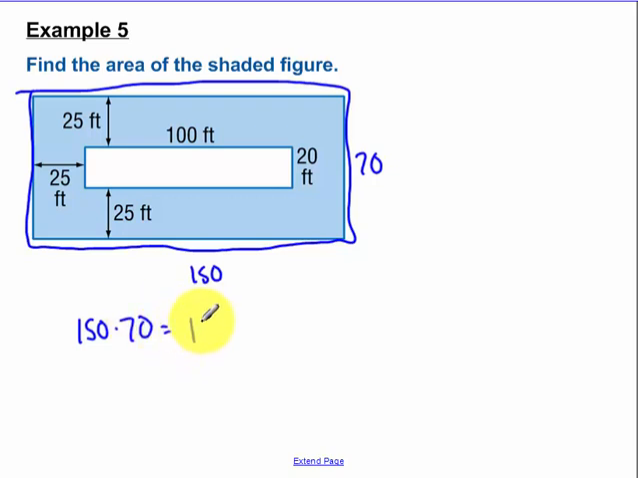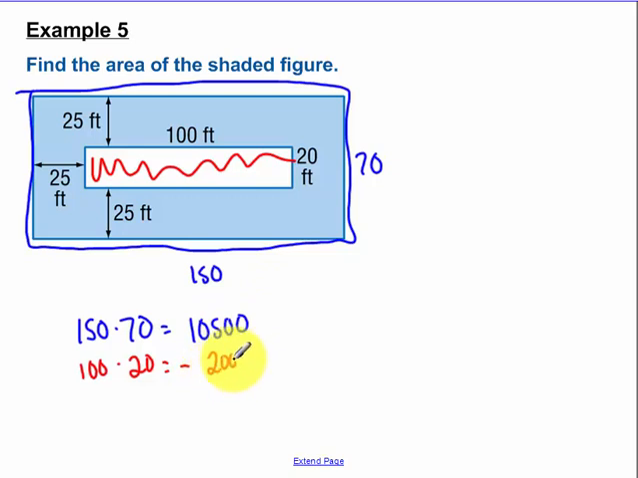And that is 10,500. Subtract from it the white area. So subtract from this the area of this rectangle, which is 100 times 20, which is 2,000. And we get our total area of 8,500 square feet.